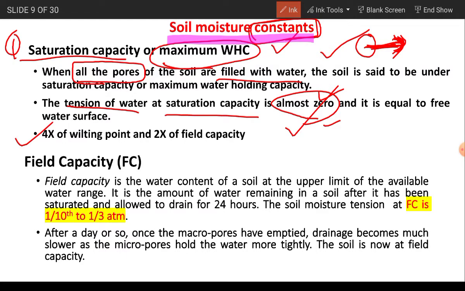Saturation capacity is 4 times the wilting point and 2 times the field capacity.